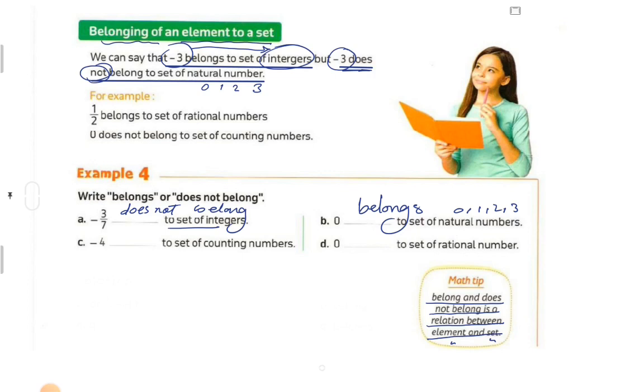Okay, negative 4, set of counting numbers. Counting numbers start with 1, 2, 3, 4 and so on, so negative 4 doesn't belong to the set of counting numbers. 0, blank, set of rational numbers. Of course 0 belongs to the set of rational numbers.